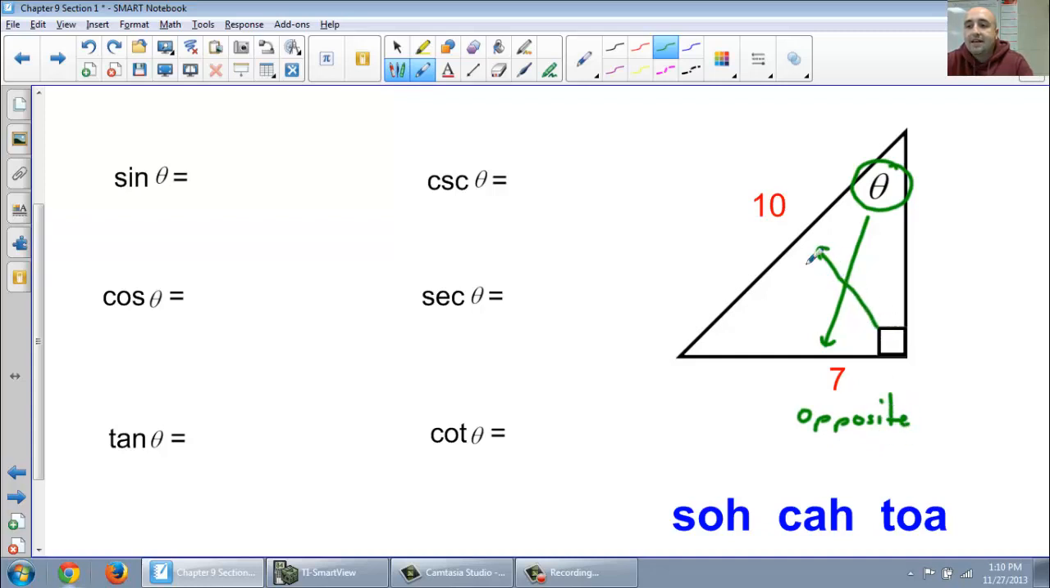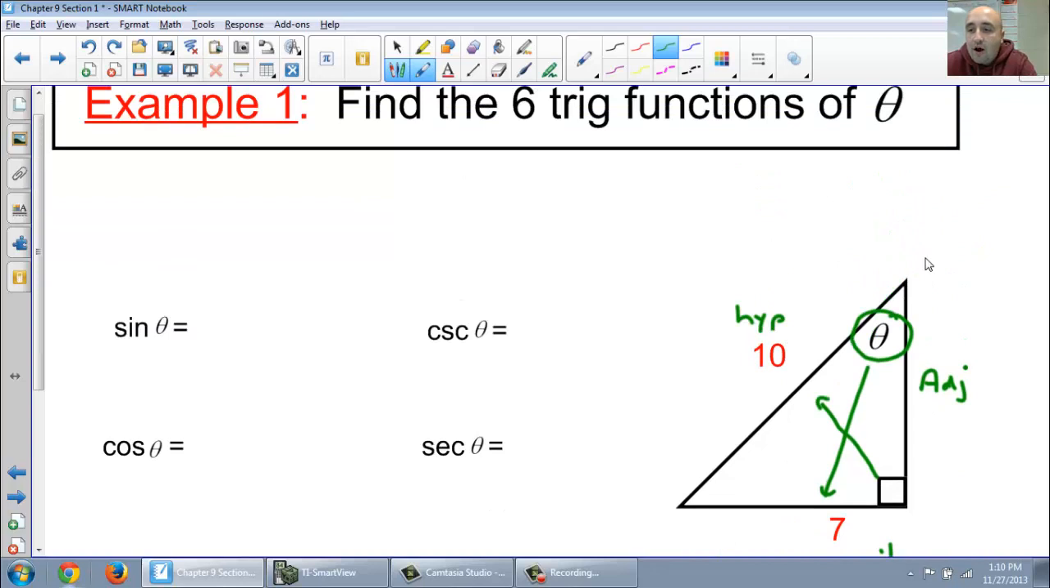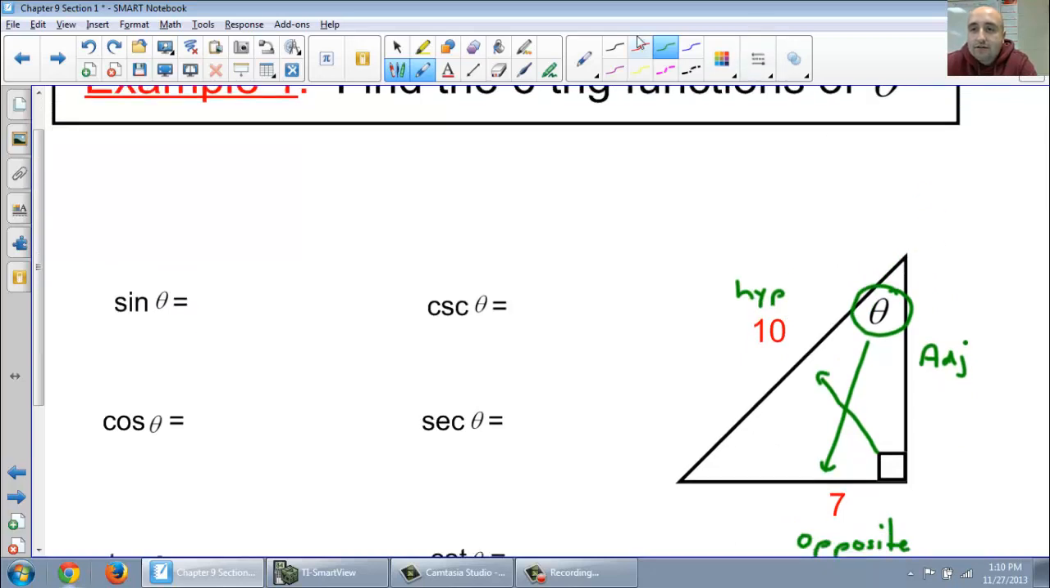Across from the 90 is always the hypotenuse. And then the side next to or touching the theta is the adjacent. And that's the only side that we do not know. We're given 2 of the sides, so we can figure out the third. So based on our Algebra 1 skills, how do we find our missing side?